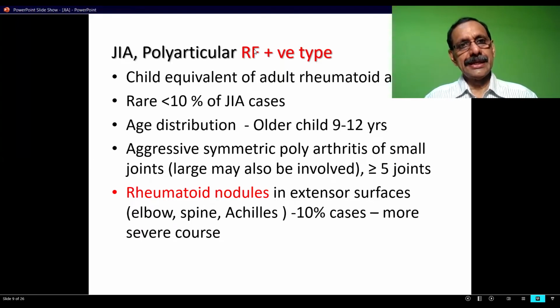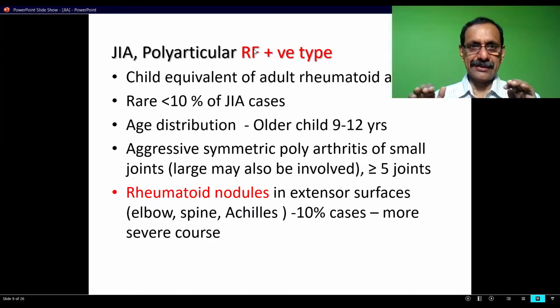So what is juvenile rheumatoid arthritis or juvenile idiopathic arthritis, polyarticular type 1? It means it is rheumatoid, it is like adult rheumatoid arthritis. Small joints are involved, older child is involved, rheumatoid factor is positive and rheumatoid nodule is positive. So that is clear. Now we will come to the next.